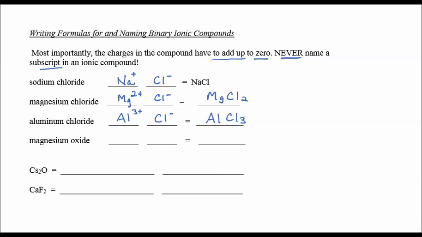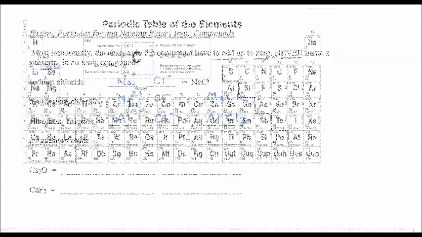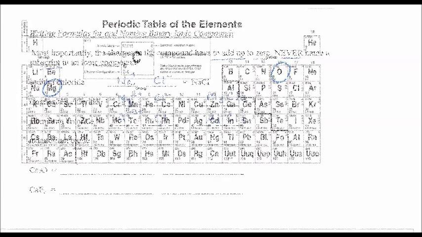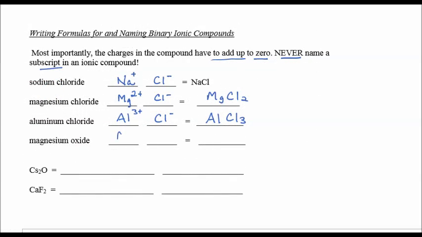So what about magnesium oxide? Magnesium has a charge of +2 in the compound, and oxygen has a charge of -2. So Mg is +2, oxygen is -2. So this time, the charges, like sodium chloride, add up to 0. So the formula for magnesium oxide is MgO. We don't have to do any manipulation by adding subscripts.